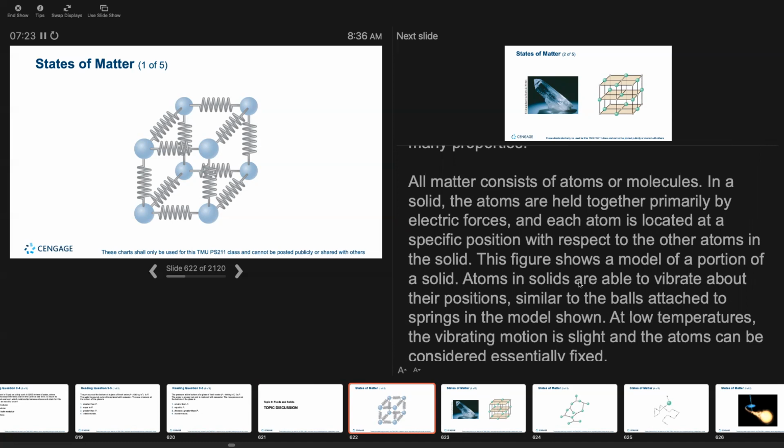The figure shows a model of a portion of a solid. Atoms in solids are able to vibrate about their position, similar to the balls attached to the springs in the model shown. At low temperature, the vibrating motion is slight, and the atoms can be considered essentially fixed.